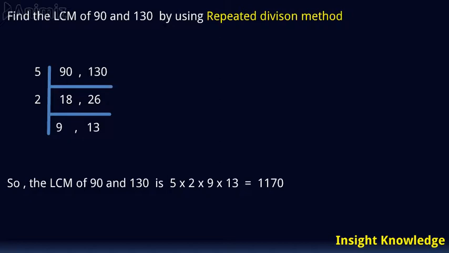So we can easily find the LCM of 90 and 130. How? Let's see. You have to multiply both the divisors and the resultant quotients. What are the numbers? 5 into 2 are the divisors, multiplied by 9 into 13. The answer will be 5 into 2 into 9 into 13. If you multiply all these numbers, what is the answer you will get? 1170. So 1170 is the LCM of 90 and 130.